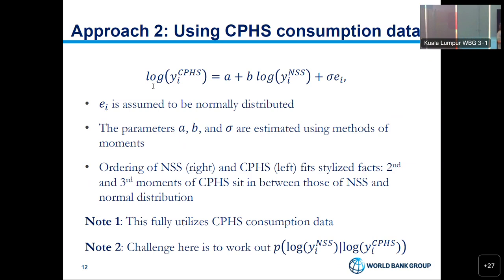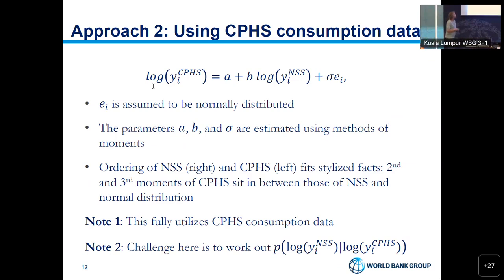The challenge, of course, is that it's not like anybody collected a survey where they gave a sample of households the two different questions. We don't have any households with both measures of consumption. So we can't run this regression. And so, what do we do? What we can do is employ a method of moments strategy, right?